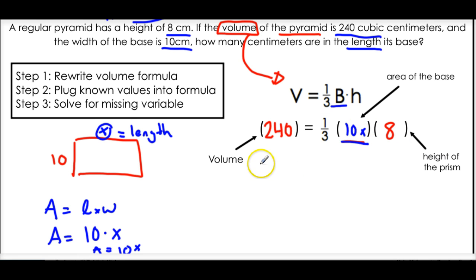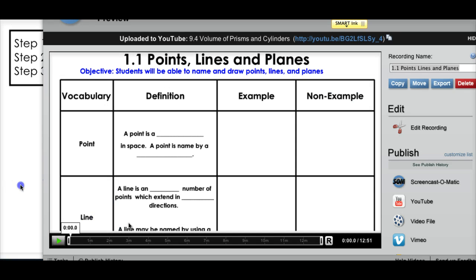Now to solve, what do we do? Check it out. You just do 240 equals, and we multiply our numbers: 1/3, 10, and 8. Let's multiply those together, and you get 80 over 3 times x.